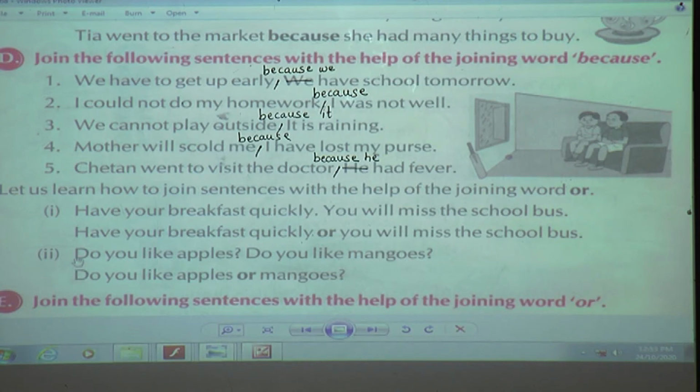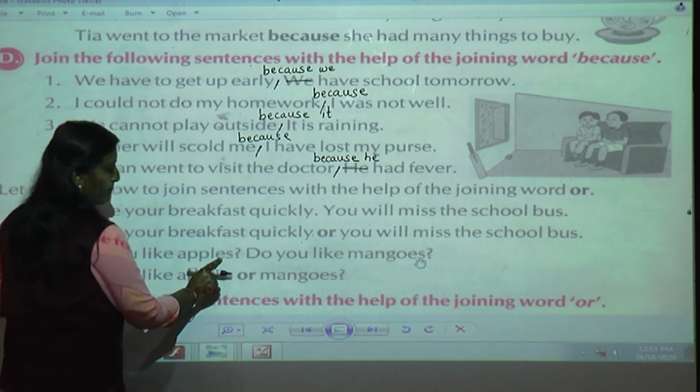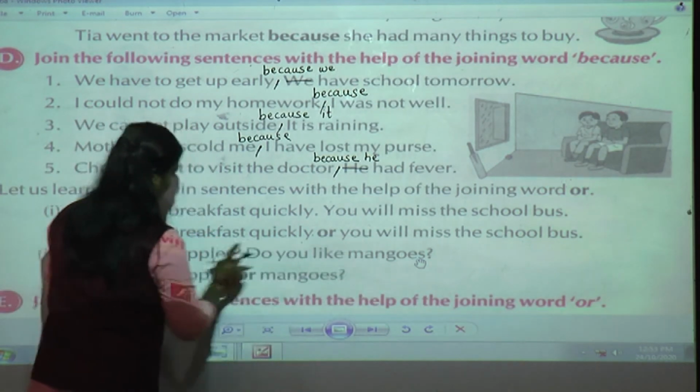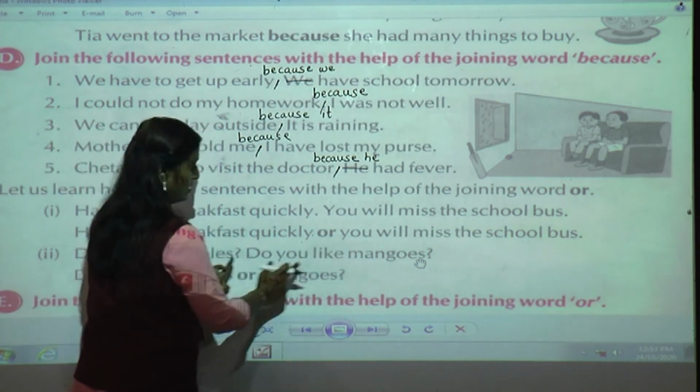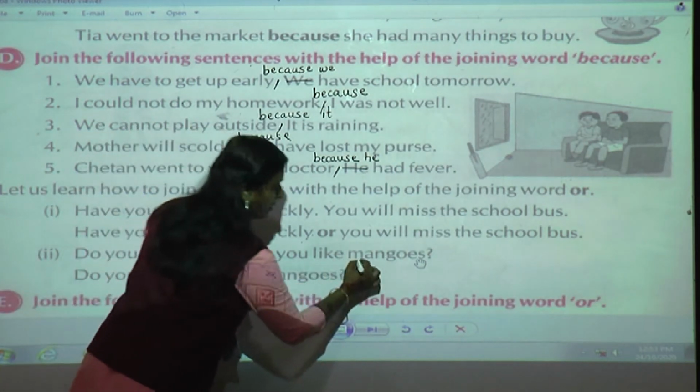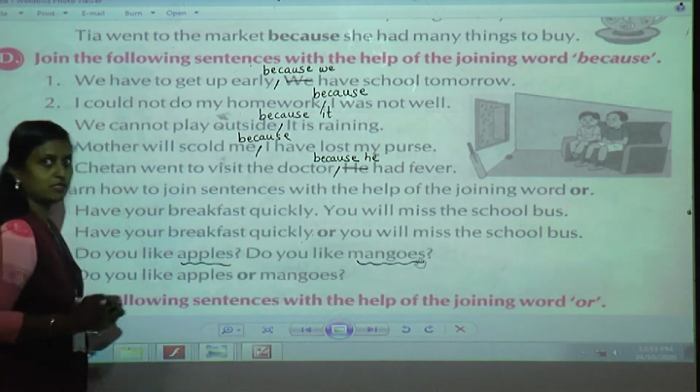But for the second, you just see. Do you like apples? Do you like mangoes? The same sentence is there, but only the fruit has been changed. Yes or no? When there are choices, at that time what do you have to do? You should not repeat the sentence. Only whatever two choices have been given, in between that you have to write or. Again I'll say, do you like apples? Again, do you like mangoes? The sentence has been repeated. Can you see? Only the apples and mangoes are different. These two choices they have asked.